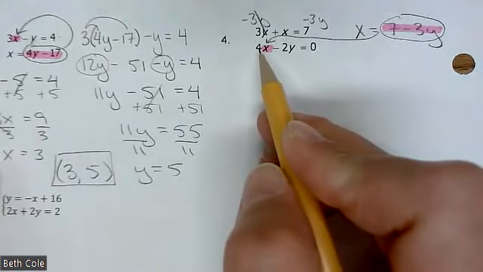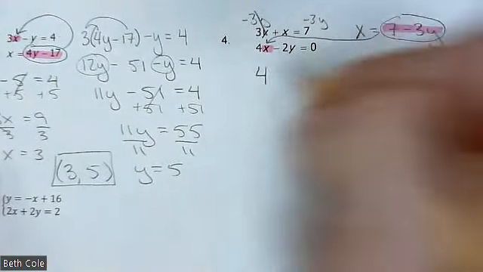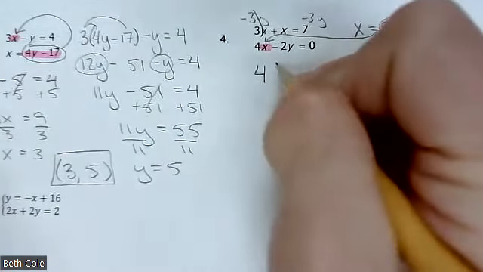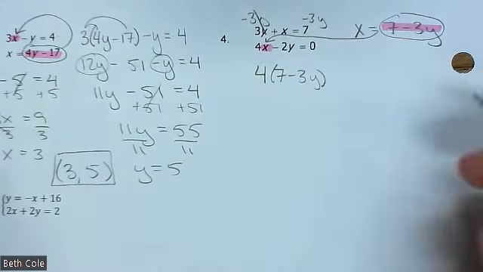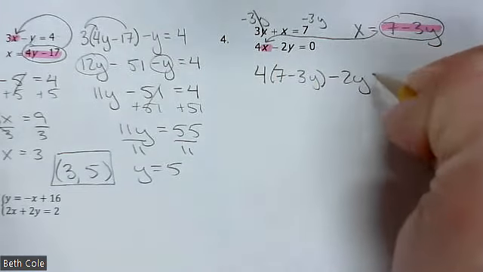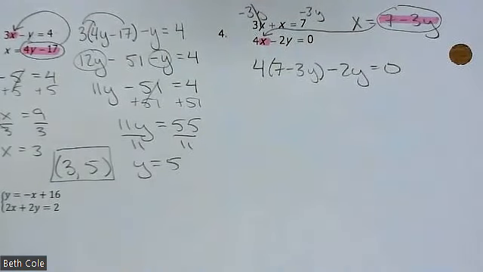Okay. So that'll be 4 times what? 7. And what goes around it? Parentheses. 7 minus 3y in parentheses. And then basically just finish writing the rest of the line. It would be minus 2y equals 0. And then you just solve that.